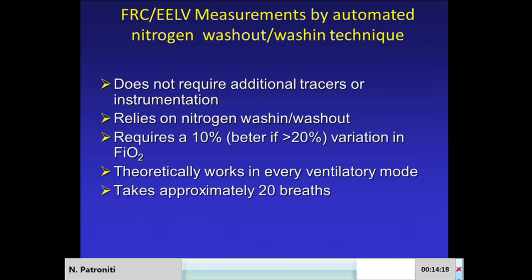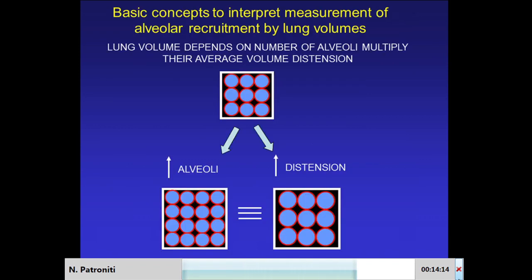So, before going to how to measure alveolar recruitment, let me remind you of some concepts that are relevant to interpret what we measure, okay? We measure a volume, but we don't know what is behind that volume. You can have an increase in volume because you increase the number of alveoli, but you can have the same increase in volume just because you distend the alveoli.